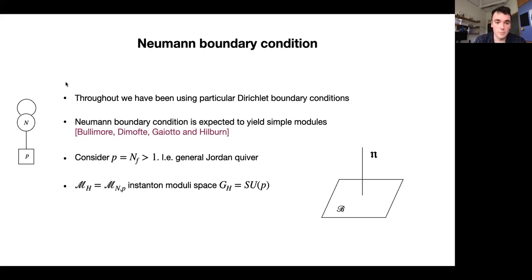So in this part of the talk, I'm going to consider the ADHM theory with P flavors now, and P is going to be greater than 1. So the Higgs branch isometry group is SU(P). And I'm also going to insert a Wilson line of charge n. So my local operators are not going to be gauge invariant, but they're going to transform under this particular representation of the gauge group labeled by n.